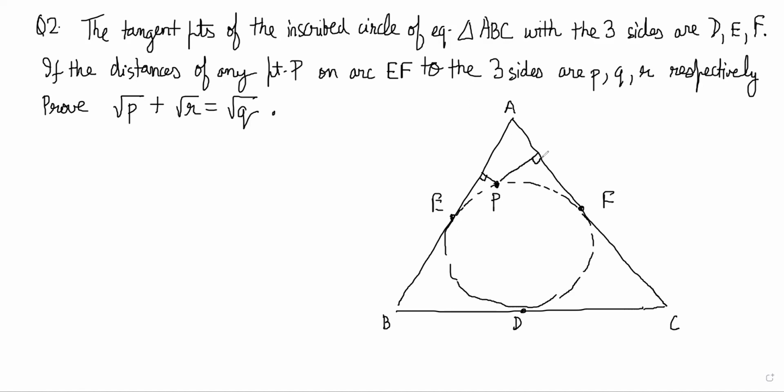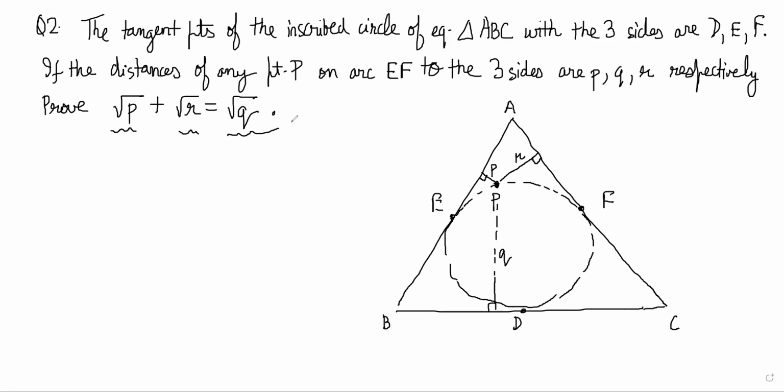So I am dropping perpendiculars from P to the sides. So these distances are given to be small p, small q, and small r, right? So these distances are p, q, and r. And what I have to prove is root p plus root r is equal to root q, right?